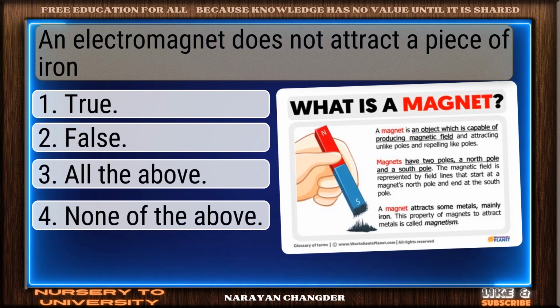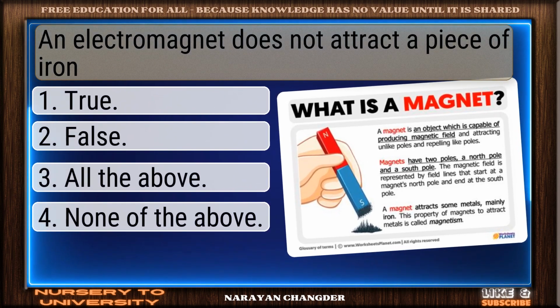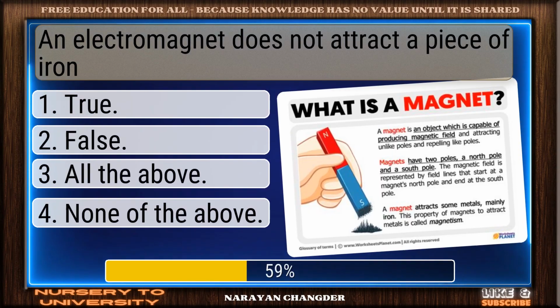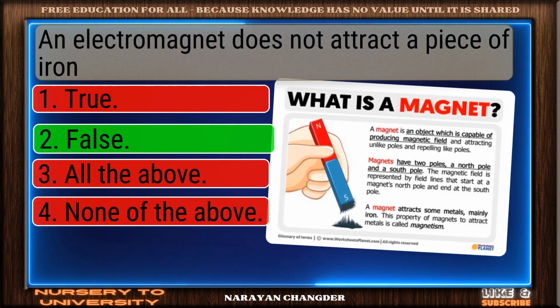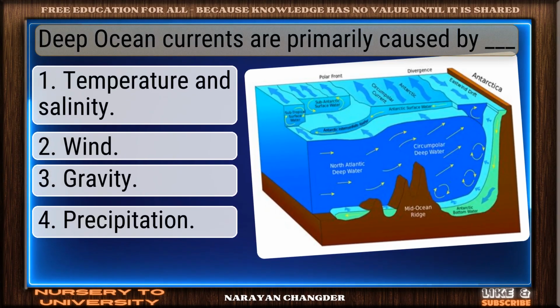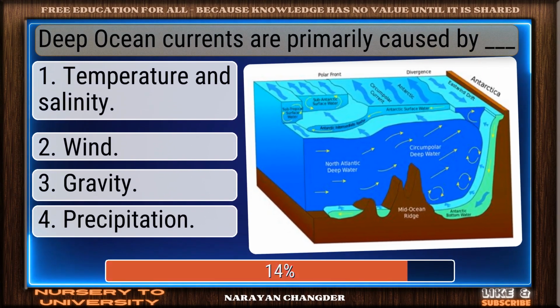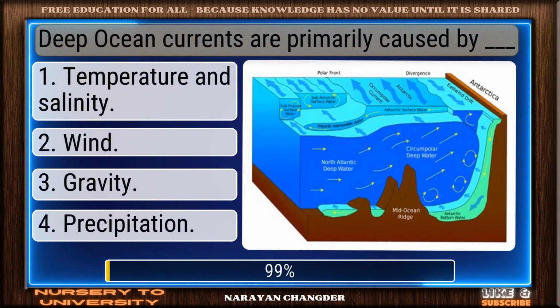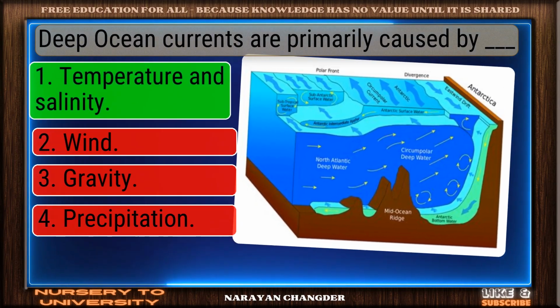Question number 66. An electromagnet does not attract a piece of iron. Well done. False is the right choice. Question number 67. Deep ocean currents are primarily caused by dash. You're right. Temperature and salinity is the correct answer.